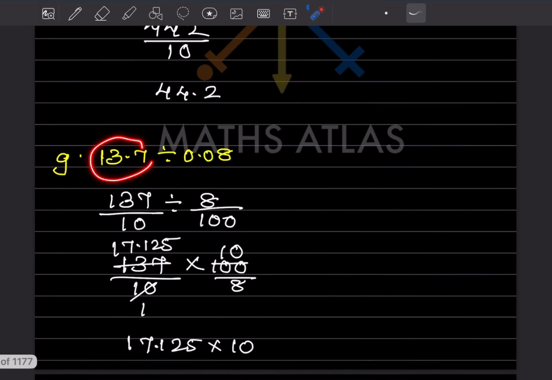This will be 137 by 10. This will be division. This is going to be 8 by 100. This is going to be the same. This will be multiplied. And this is going to be 100 by 8. So this 10 ones are 10, 10 tens are. And here we can write 8 ones are. And 8, 17.125. So here what you can see is 17.125 multiplied by 10.